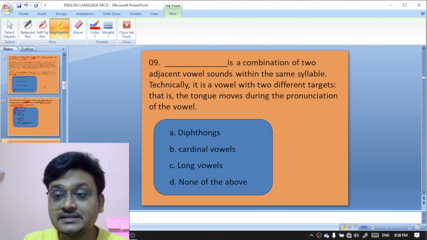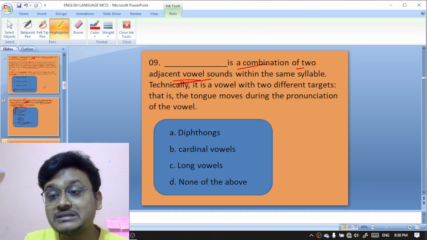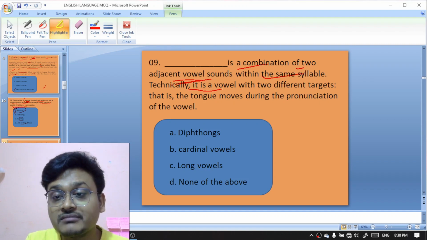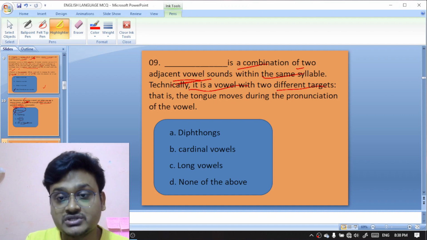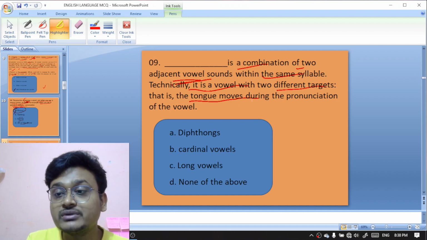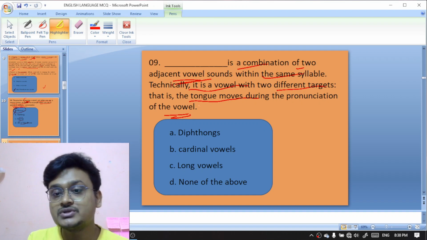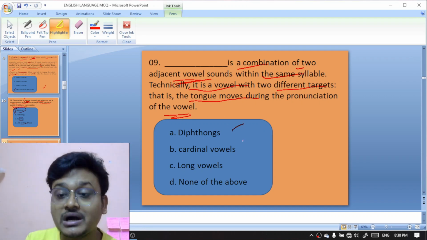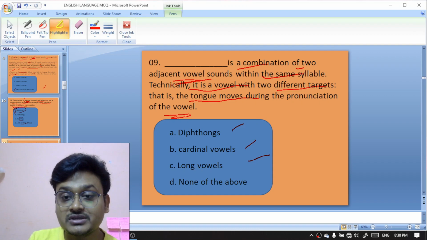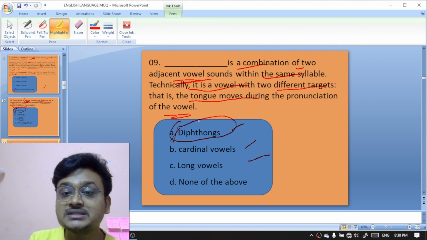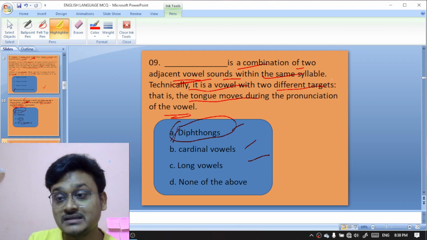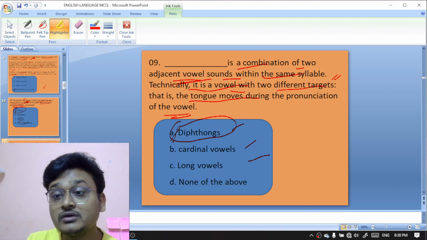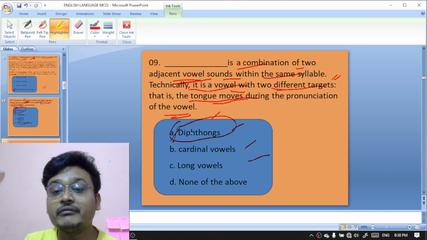Next question. Dash is a combination of two adjacent vowel sounds within the same syllable. Technically, it is a vowel with two different targets. That is, the tongue moves during the pronunciation of the vowel. So here, was it diphthongs, cardinal vowels, long vowels? So it is diphthongs. Diphthongs is a combination of two adjacent vowel sounds within the same syllable. Technically, it is a vowel with two different targets, that is, the tongue moves during the pronunciation of the vowel.